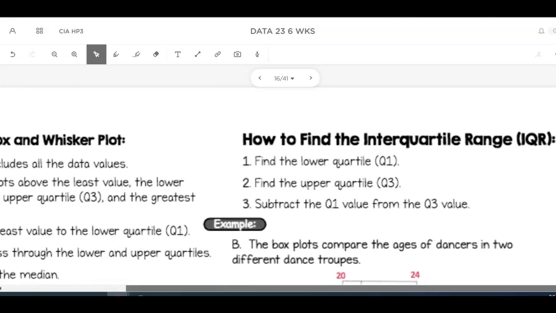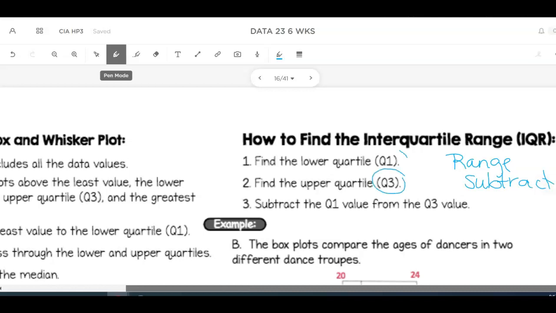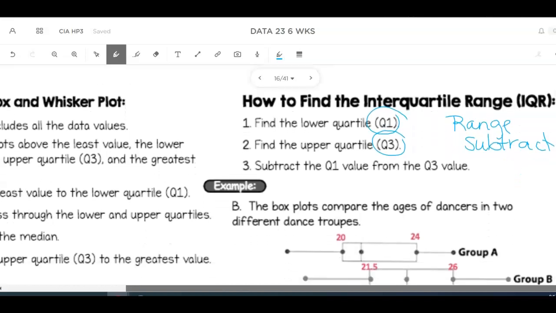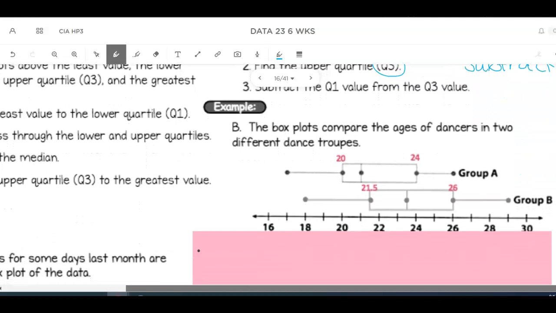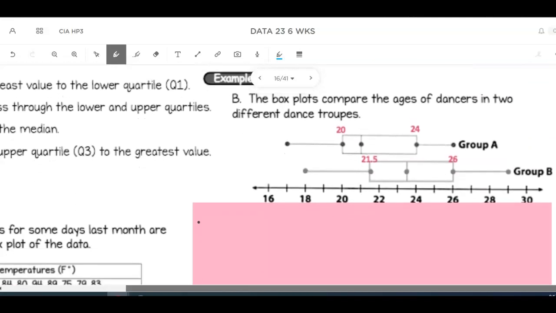When we did range of our whole data set, we just talked about how range is a subtraction problem. So same thing here. When we see range, we know we're going to subtract. This time we're just finding the range of the box. So our Q3 value minus our Q1 value. So all we got to do is subtract that. So let's look at these examples. The box plot compares the ages of dancers in 2 different dance troupes.